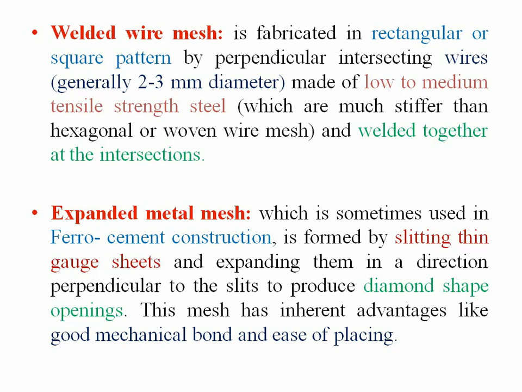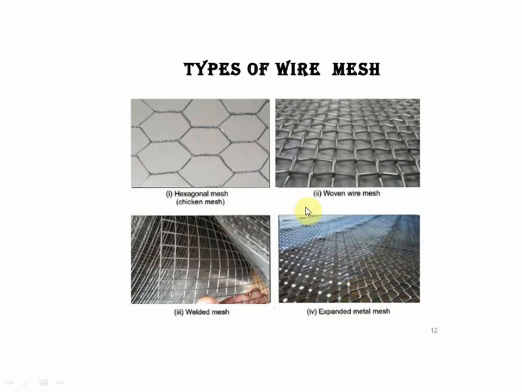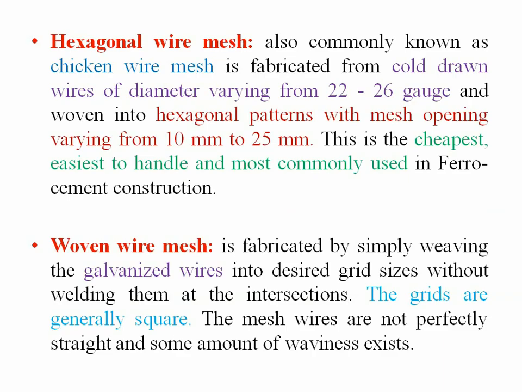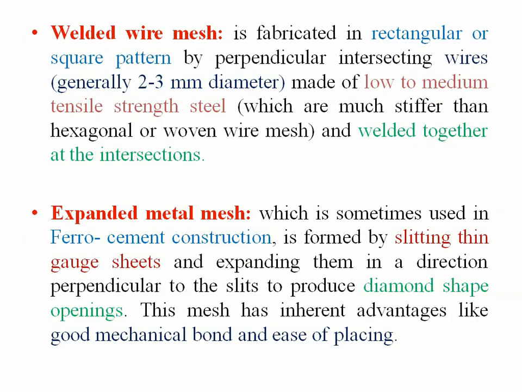Expanded metal mesh is formed by slitting thin gauge sheets and expanding them in a direction perpendicular to the slit, to produce diamond shape openings, as you can observe here.